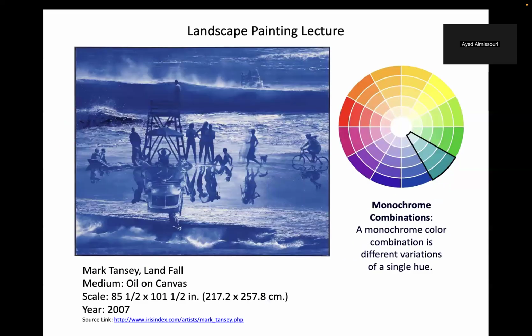Let's look at an example of a monochromatic color combination. This is by the artist Mark Tansey, Landfall, an oil painting that he created in 2007. What's really remarkable about some of his paintings is that if you invert the image upside down, it would be the exact same image or a completely different image, right? That's really remarkable to think about. But here is a single American painter who only uses one single color, right? This intensity of French ultramarine, or maybe just ultramarine blue.